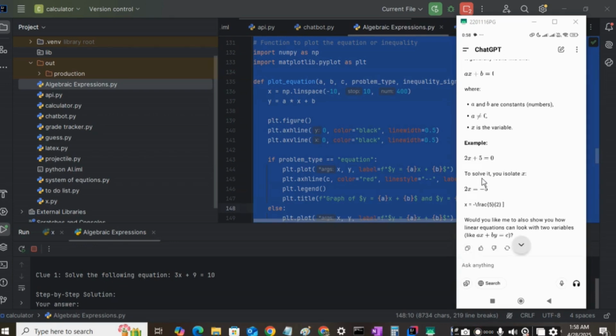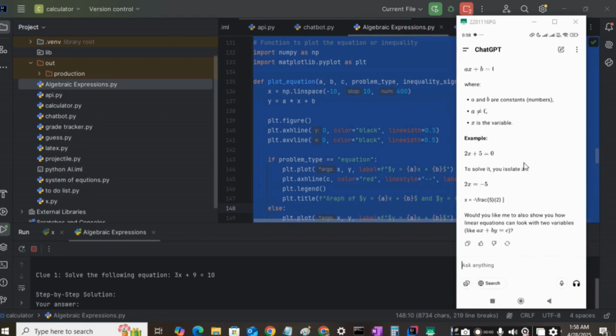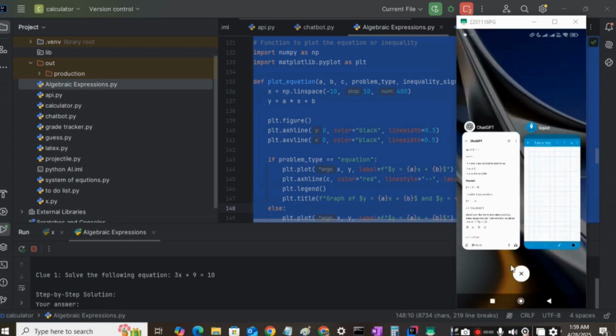Now we can solve that by simply transposing 5 to the other side. So we have essentially 2x is equal to minus 5, and therefore we now have the form for x, which is essentially minus 5 over 2. So how's that? Let me try an application, that's Squid.